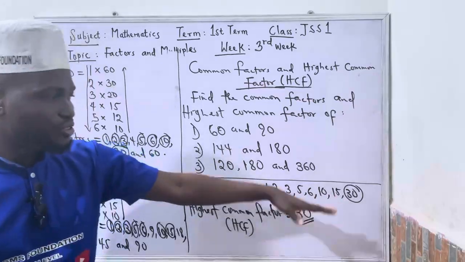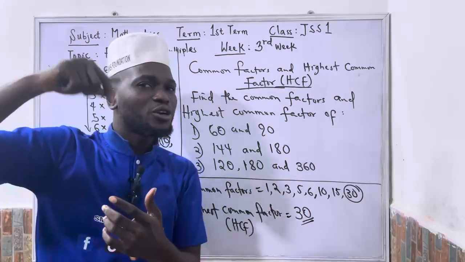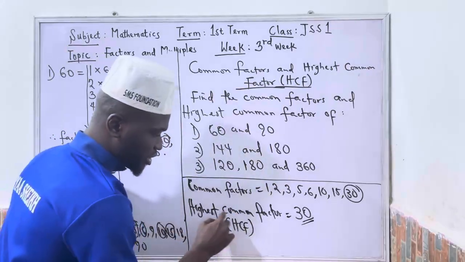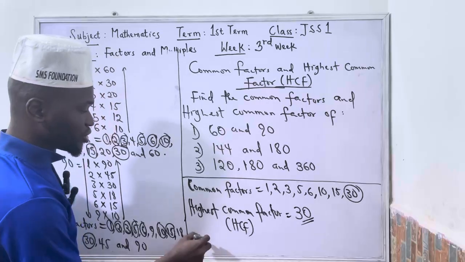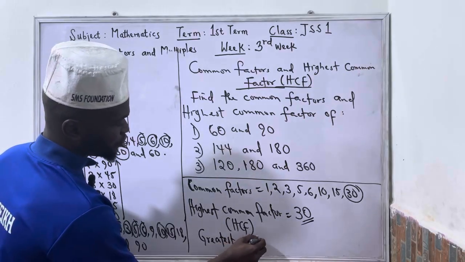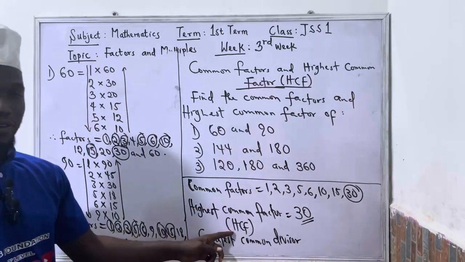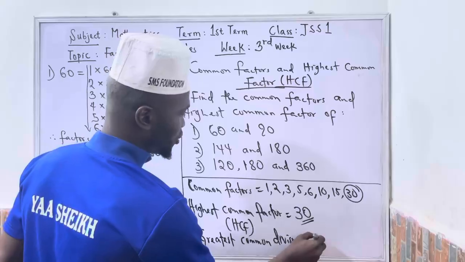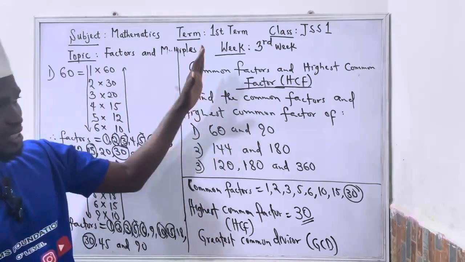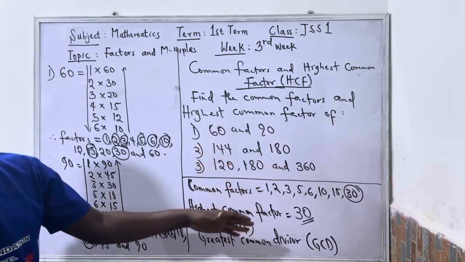So that's 30. This method of finding HCF is just for you to understand what they actually mean by the word HCF. But mind you, HCF can also be called greatest common divisor. So sometimes they may not call it HCF and call it GCD. So this is GCD, that's greatest common divisor. They are the same thing. So that is how to find the common factors of numbers.